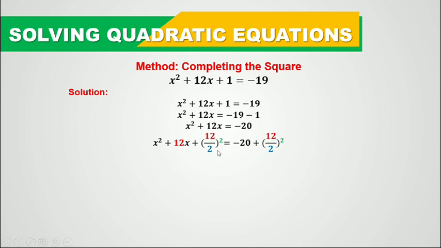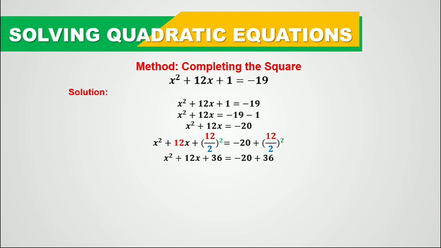So that is also the constant that we're going to add to the left side of the equation to maintain the equality of the given quadratic equation. And then simplify. So this becomes x squared plus 12x plus 12 divided by 2, that's 6, squared, that's 36, equals negative 20 plus 36. And then write this as the square of a binomial.